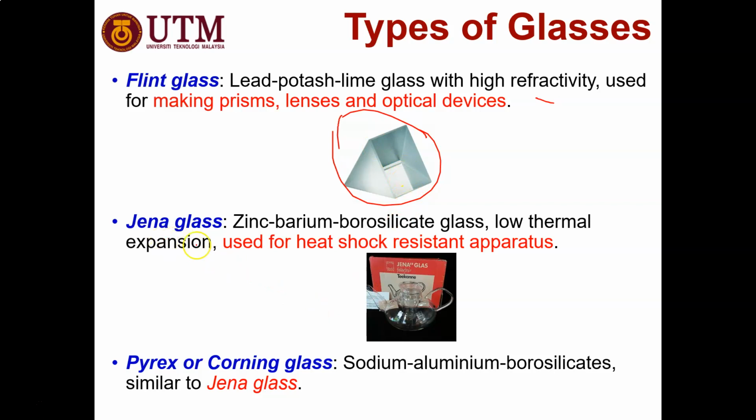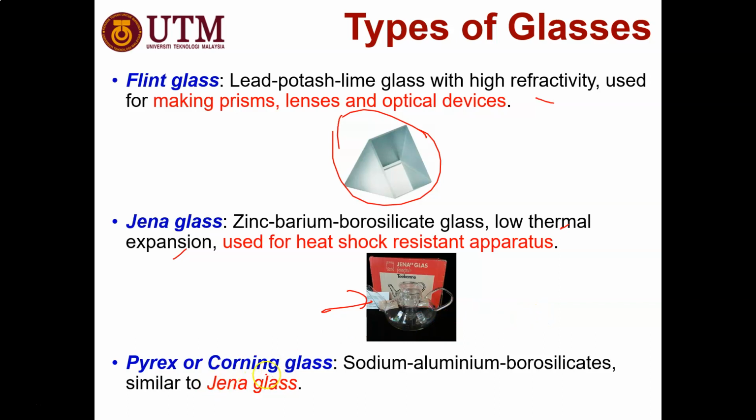We also have something known as the Jena glass. Kalau jumpa, kadang-kadang ada jual juga yang orang guna untuk buat glass punya kettle sebab dia kena dipanaskan kan. So it's actually zinc barium borosilicate glass. Sebab dia ada low thermal expansion, maknanya bila kita panaskan dia tak akan mengembang. So it is used for heat shock resistant apparatus. So contoh yang saya letak kat sini, this is a kettle lah. Awak boleh panaskan dia, letak untuk panaskan air.